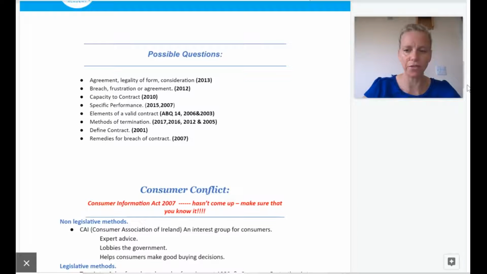Elements of a valid contract. If that came up, it would be a very, very nice, easy question for you to answer. But just make sure you give your 5 points on it. So that's our section there on our people in business and our contract law.